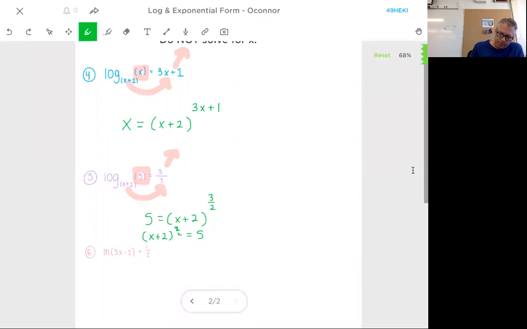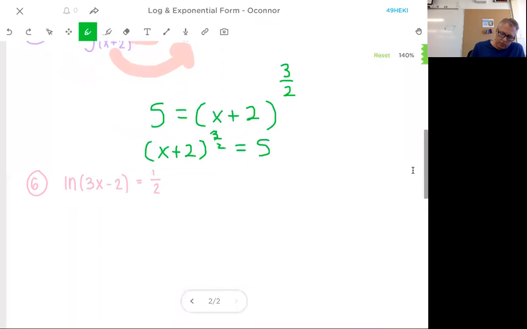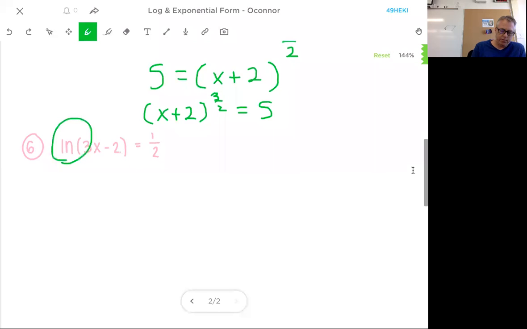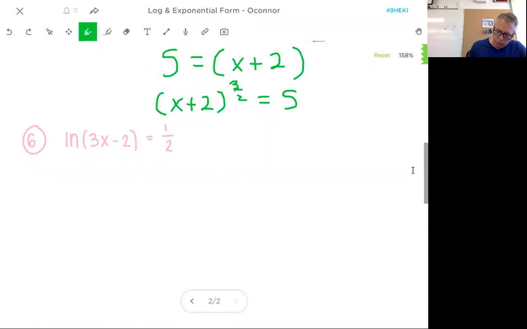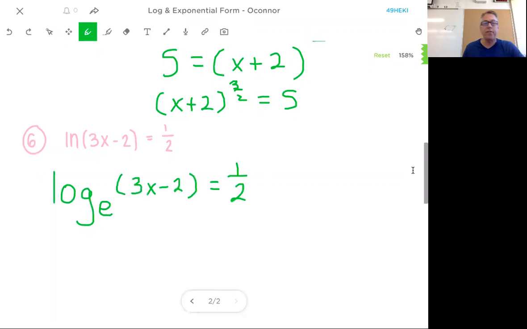All right, the last one. Yeah, this one, I apologize. I didn't explain what that thing means. ln means natural log. I know the letters are not in the right order saying it that way, but it means natural log, and I'll explain why that means and what that means as we move along. But in terms of what we're doing now, ln means log base e. So I would write that as log base e of 3x minus 2 is equal to 1/2.